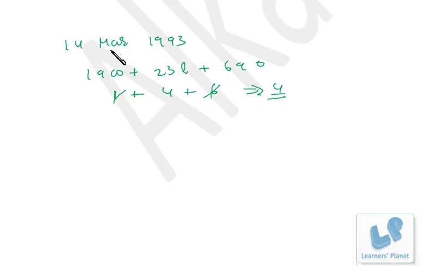Now we have to go till 14th of March. So in January, 3 odd days are there, 28 plus 3. In February, 0. March till 14, so it will be 0. Now earlier we had 4 odd days, so total 7. So 7, that means 0 is the remainder, that means 14th March 1993 was a Sunday.